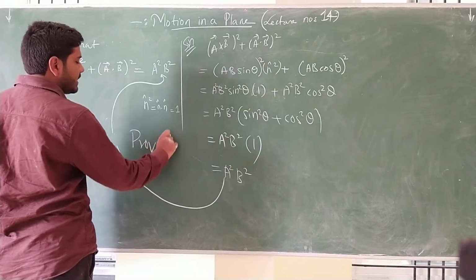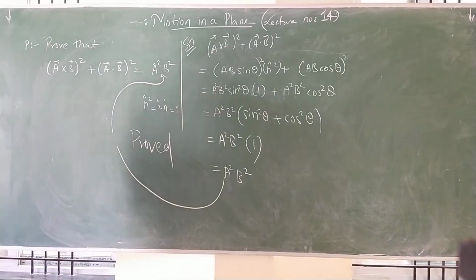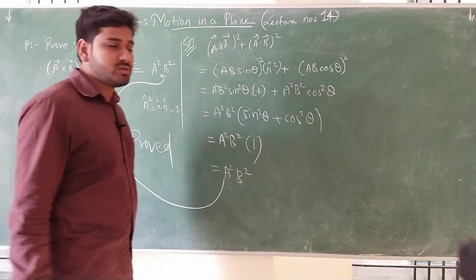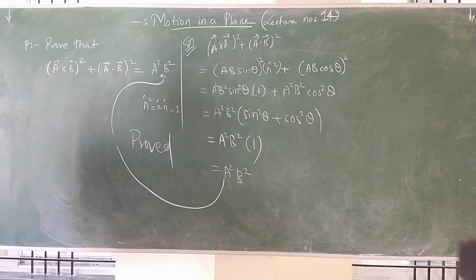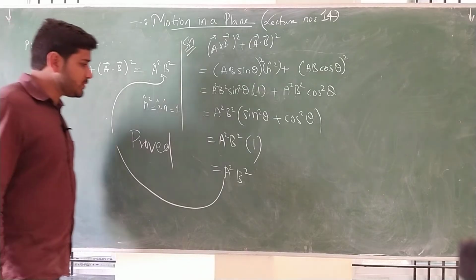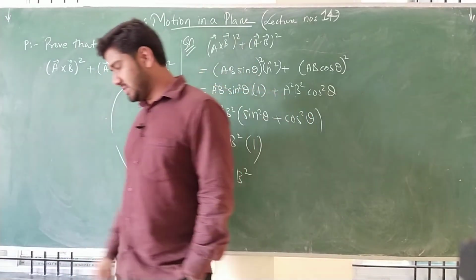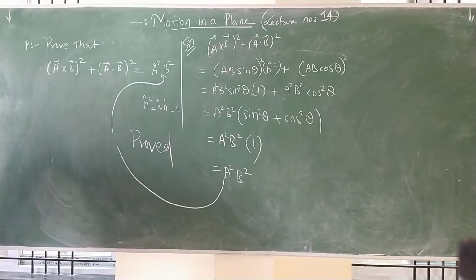So A cross B whole square plus A dot B whole square is equal to A square B square. So this is the proof. Okay, so I hope you understood this. So let's enter into the next problem. Let's take the next problem.